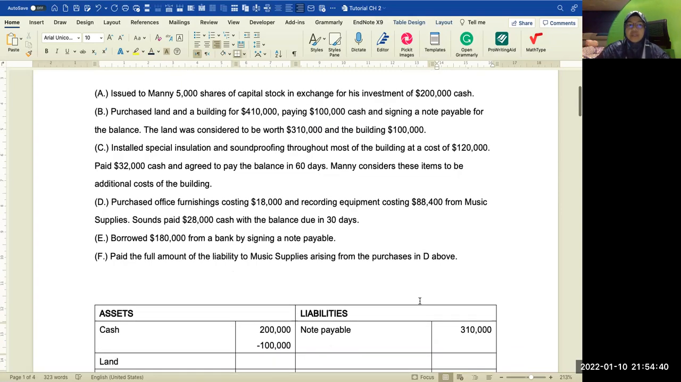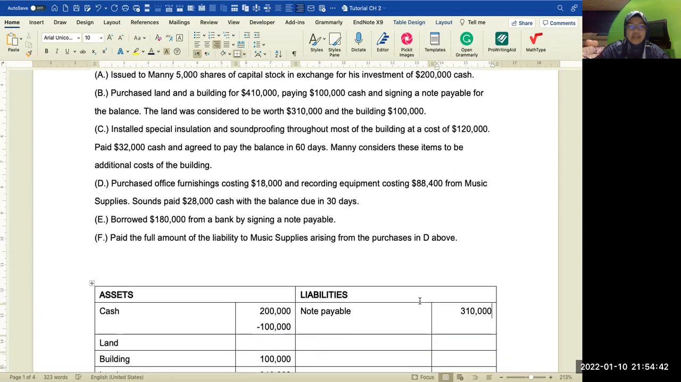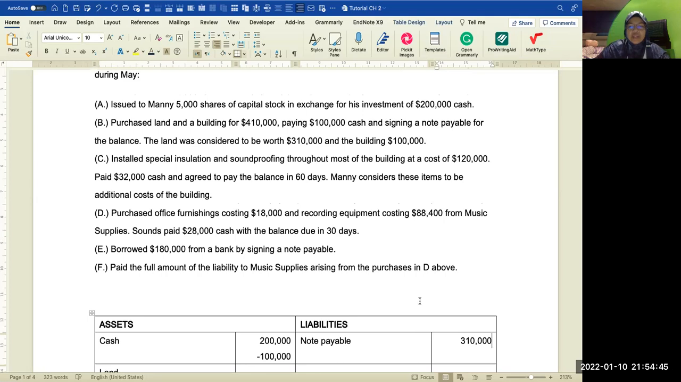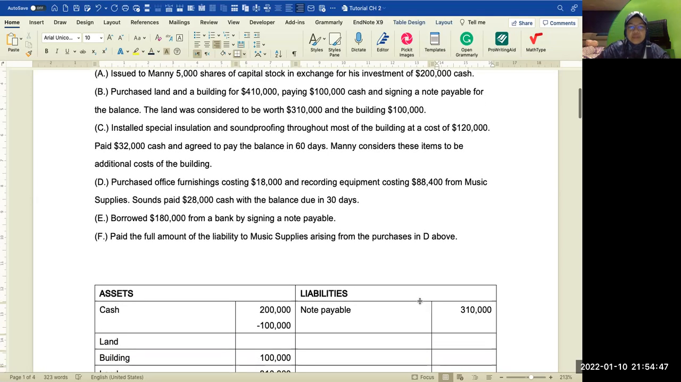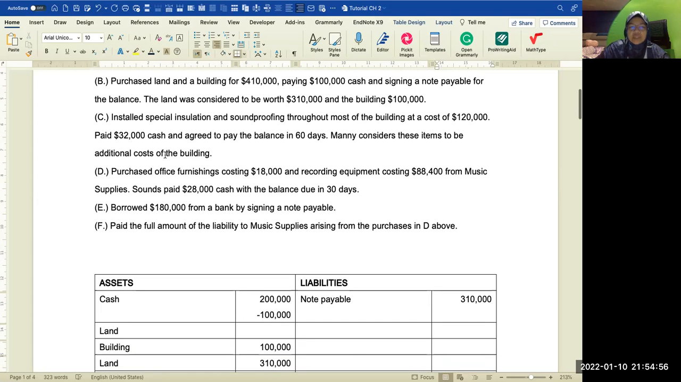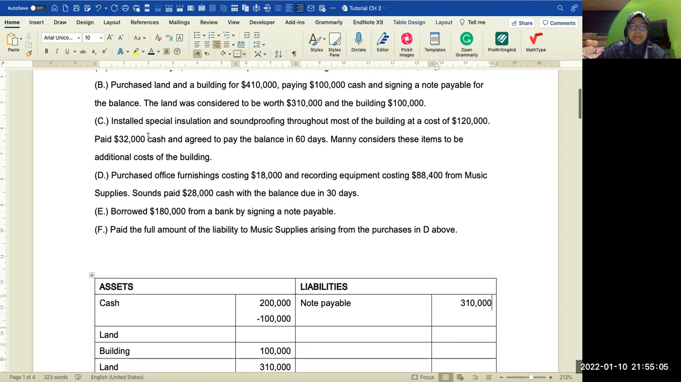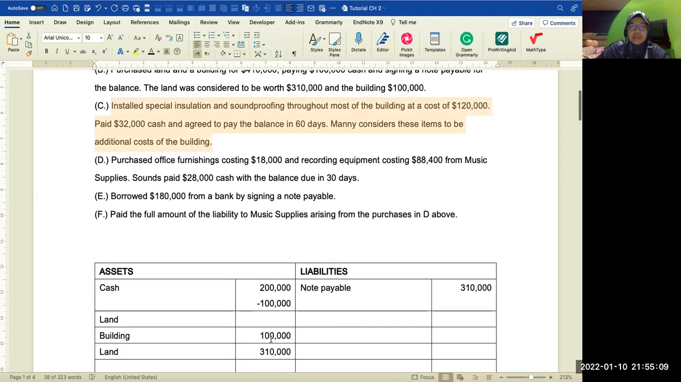Okay, next, let's have Johan. Johan, are you here? Yes. Okay. Install special insulation and soundproof throughout most of the building at cost 120,000. Paid 32,000 cash, agreed to pay in balance in 60 days. Many consider this item to be additional cost of the building. So what happened here? The building increased 120, right? Building increase 120,000. Very good.